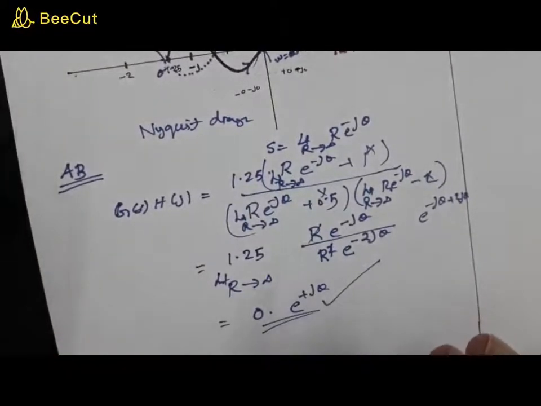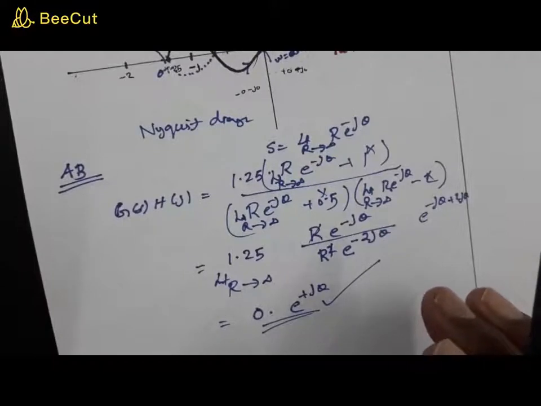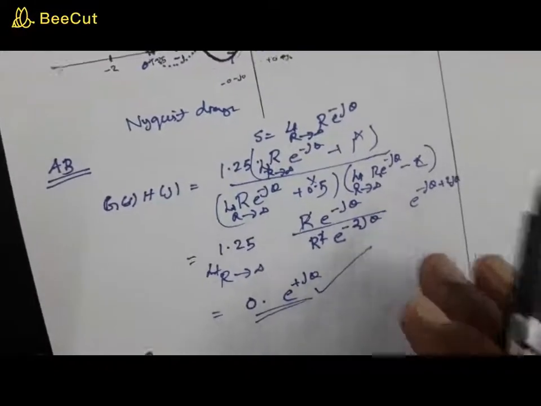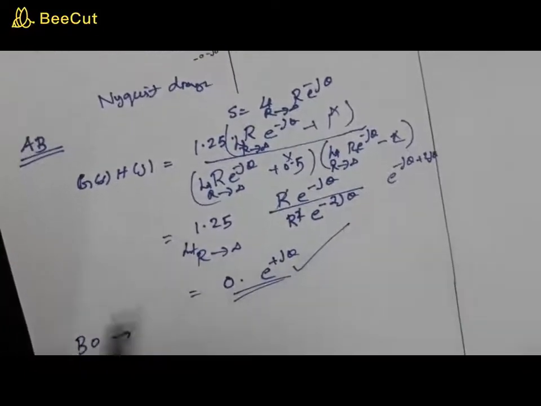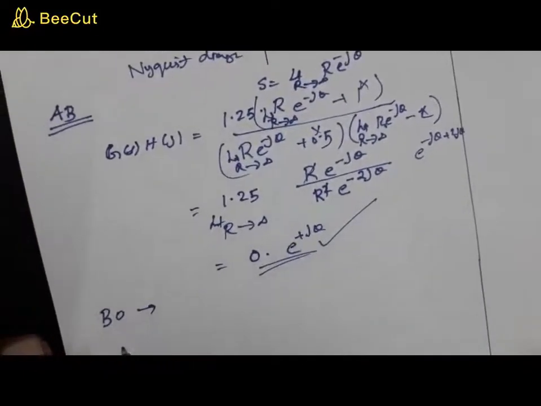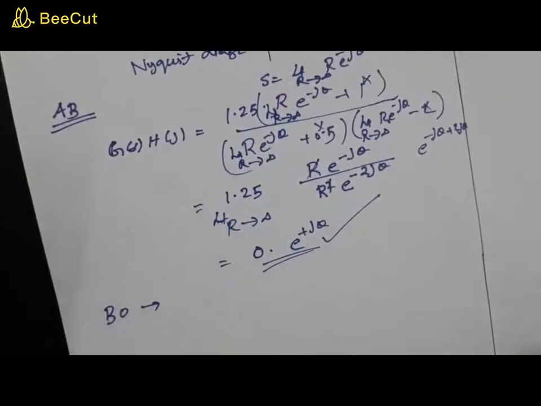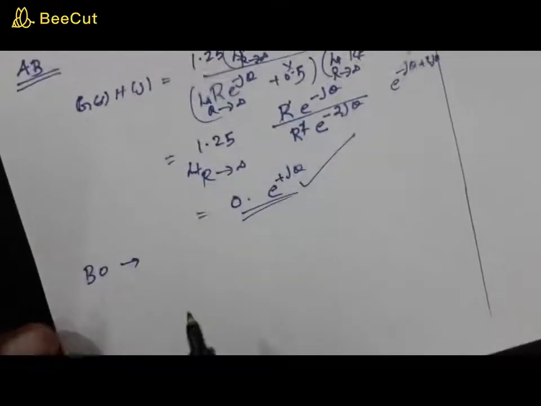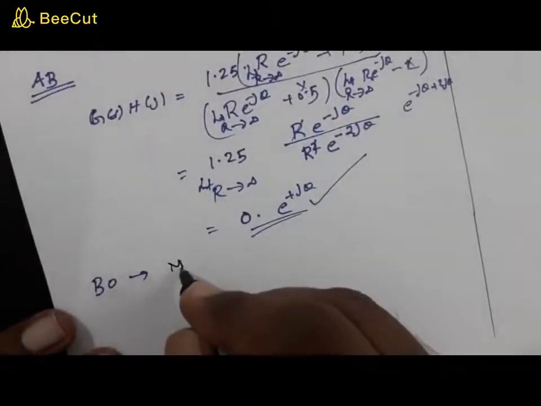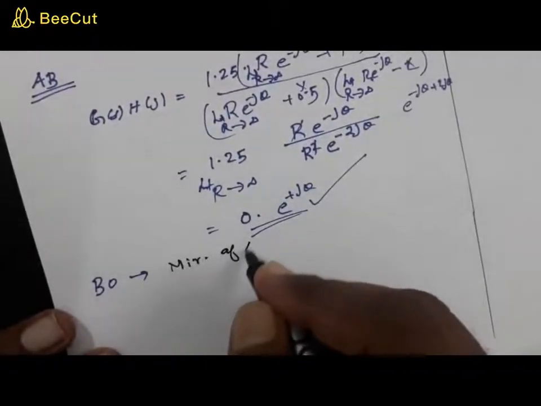Anyway, you don't have to think about that. Normally I haven't yet seen a question that specifically asks to draw on a polar graph sheet, so you don't have to worry about that. If time permits, we will see all such things later. Anyway, this is BO. BO is the mirror image of AB, and I have drawn this.